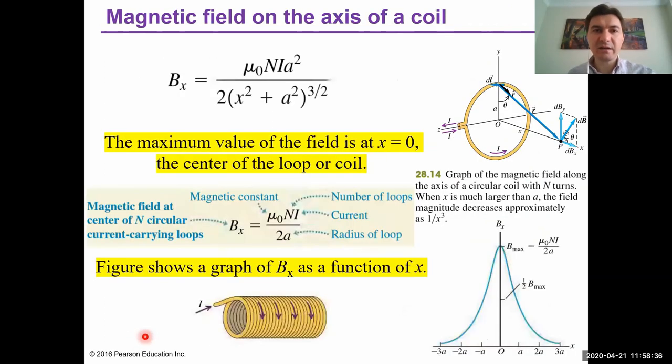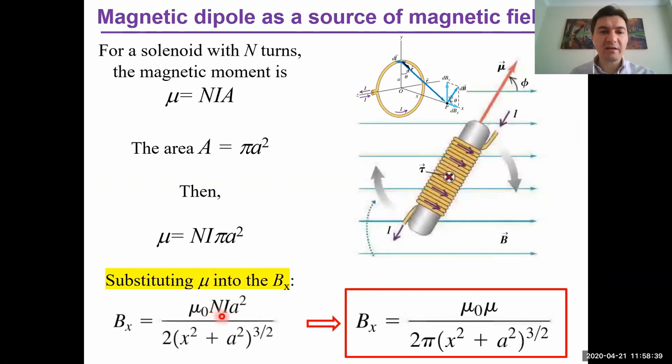What do you see here in that formula? Here we have N I a squared. Just take this N I a squared, mu over pi, and put it there. Finally, the magnetic field produced by a coil will be given in terms of the magnetic moment of the coil: mu zero, this is a constant, mu over 2 pi times (x squared plus a squared) to the power 3/2. So what we see here is that magnetic dipole or magnetic moment can be considered as a source of magnetic field. Indeed, it is correct.